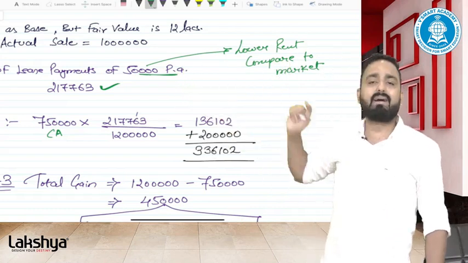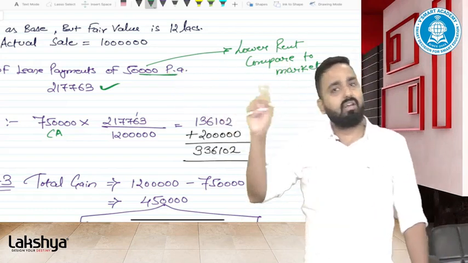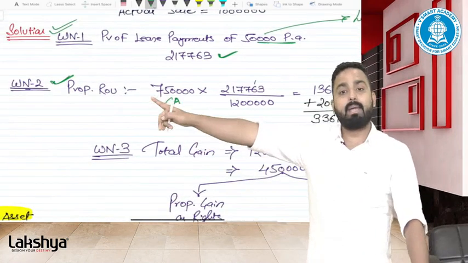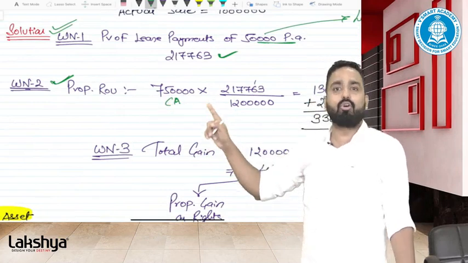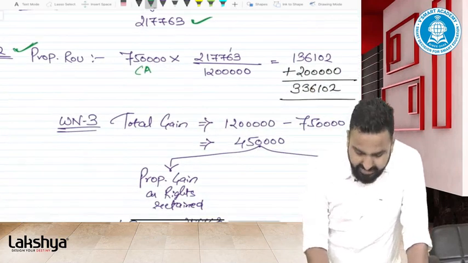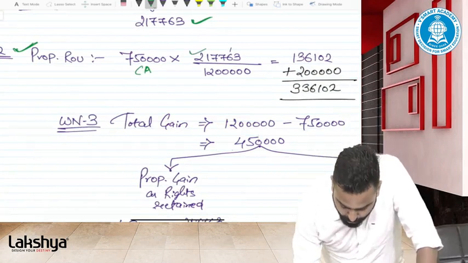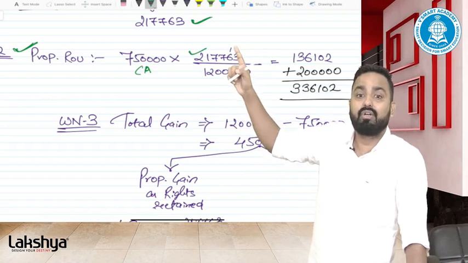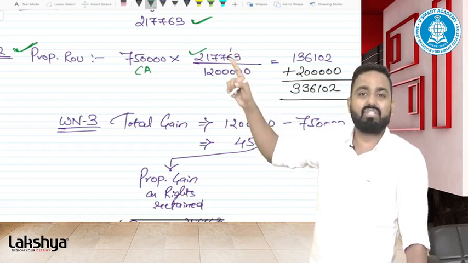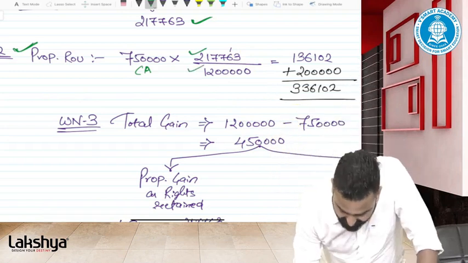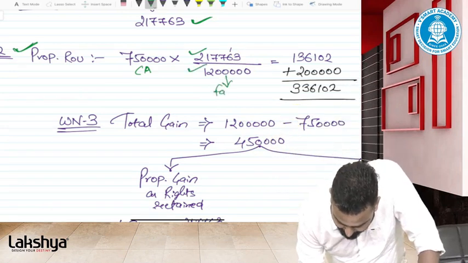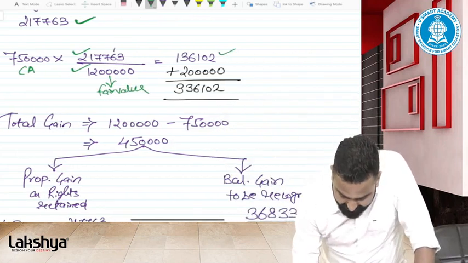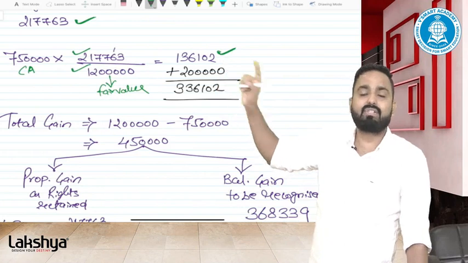This 50,000 is not reflecting the market lease rent. Understood or not? So when I'm calculating the proportionate ROU, the ROU at the proportionate basis, the carrying amount multiplied by 217763, but technically 217763 is the present value of lower lease rent, which is not at the market, divided by the fair value. Fair value is the market value. We got 136,102.